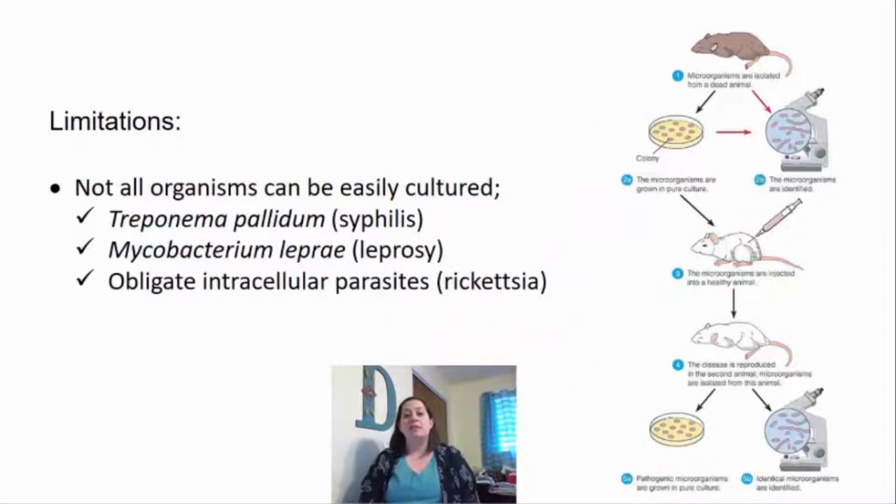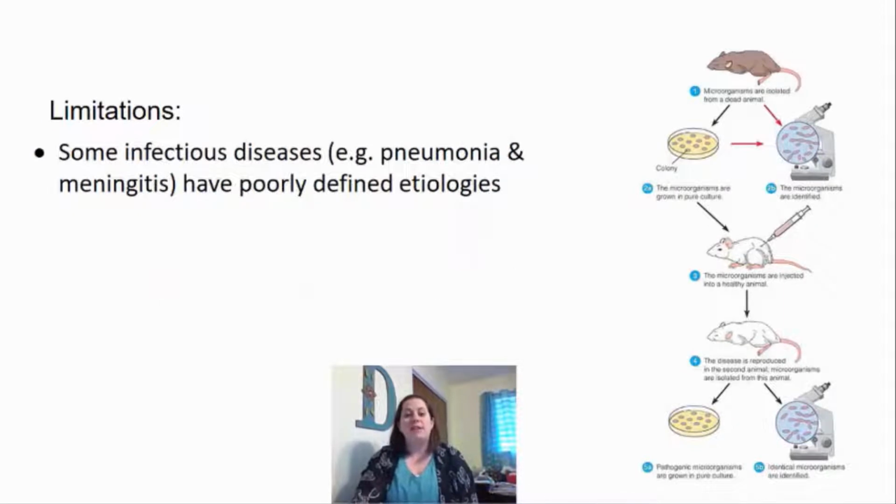Not all organisms can be easily cultured, and since some can't be cultured, it's very hard to see how they're passed and also who is actually the culprit of the disease. Some examples of this are Treponema pallidum, which causes the disease syphilis, Mycobacterium leprae, which causes leprosy, and some obligate intracellular parasites like rickettsia. Another limitation is that some infectious diseases, like pneumonia and meningitis, have poorly defined etiologies.